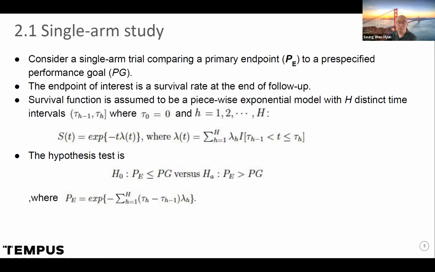Here the primary endpoint is compared to a performance goal. The testing hypothesis is the null hypothesis, the primary endpoint is less than or equal to the performance goal, and the alternative hypothesis, the primary endpoint is greater than the performance goal.